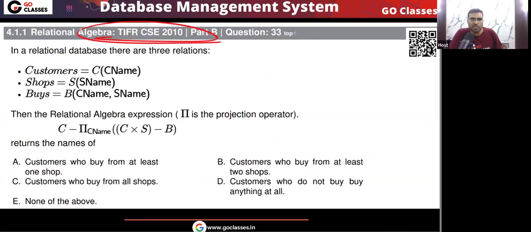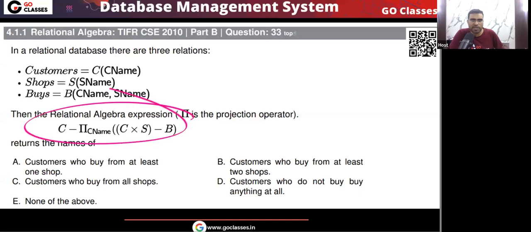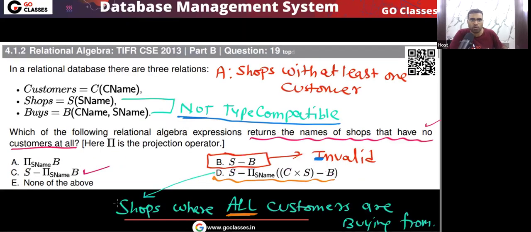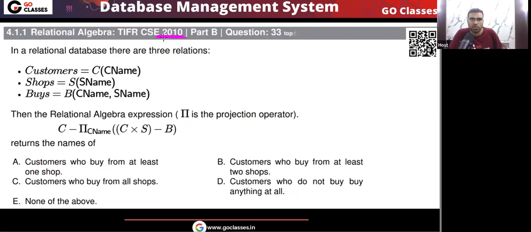Now let's solve this TIFR 2010 question. Again, you can see the same tables: customer table, shop table, and buys table. Now the relational algebra expression, what will this give you? This expression is the same as the one we analyzed. Yes or no? Option D. Did you notice? This is TIFR 2013 question 13, and this is the TIFR 2010 question. But you can see that this is your option D.